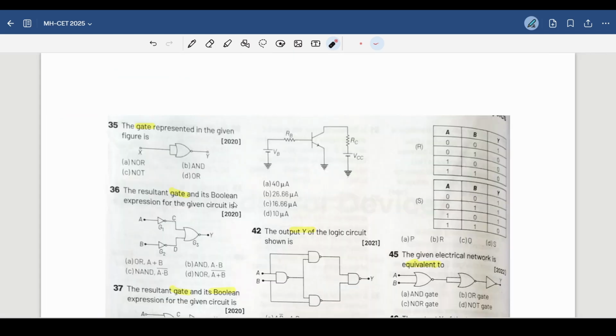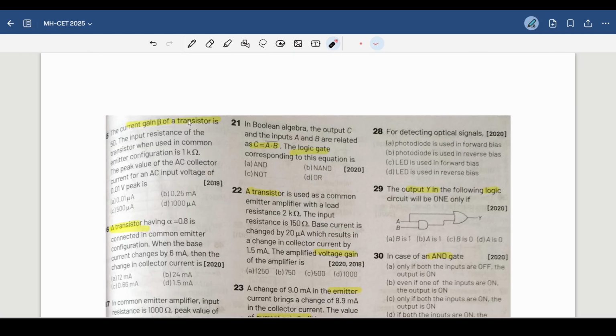Now you can see over here, one second. Okay, so here you can see the current gain of the transistor is given and you have to calculate the peak value.